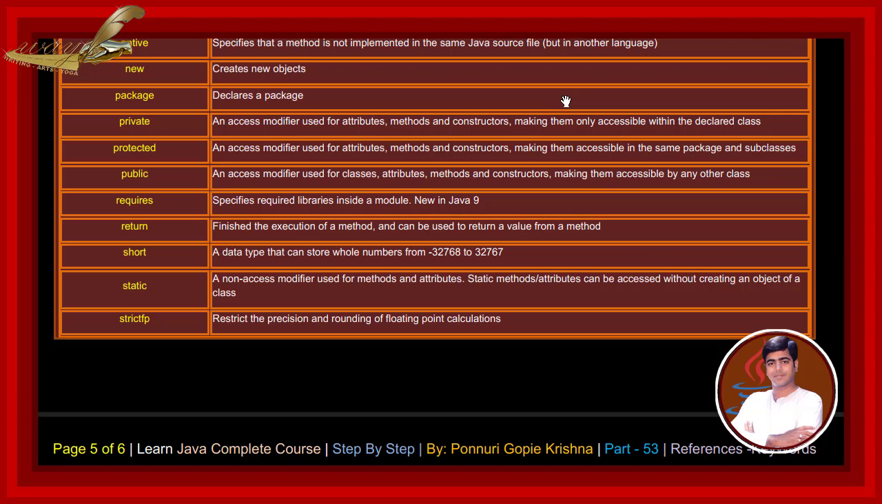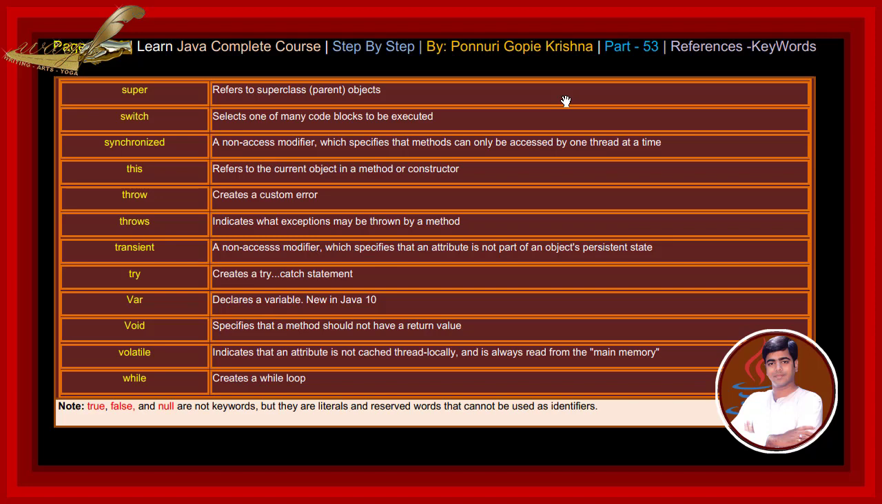Strictfp keyword, restricts the precision and rounding of floating point calculations. Super keyword, refers to superclass, the parent object. Switch keyword, selects one of many code blocks to be executed. Synchronized keyword, a non-access modifier which specifies that methods can only be accessed by one thread at a time. This keyword refers to the current object in a method or constructor.